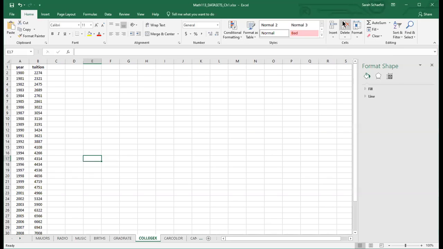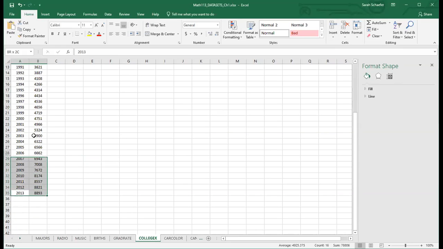Okay, so the data that we're looking at here represents the cost of college, the average tuition and fees charged by public four-year colleges and universities for the 1980 to 2013 academic years. So what we want to do here is make a time plot of this data so we can see the pattern over time. So to do that, I'm going to highlight both the year and the college cost.